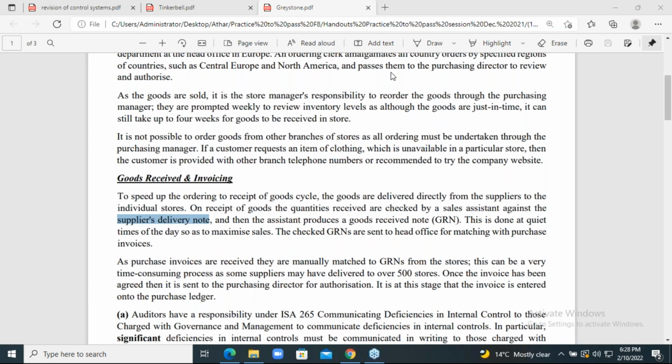Okay, dear students, that's all for today, and we discussed control systems today. Tomorrow we are going to discuss the substantive procedures and their techniques.